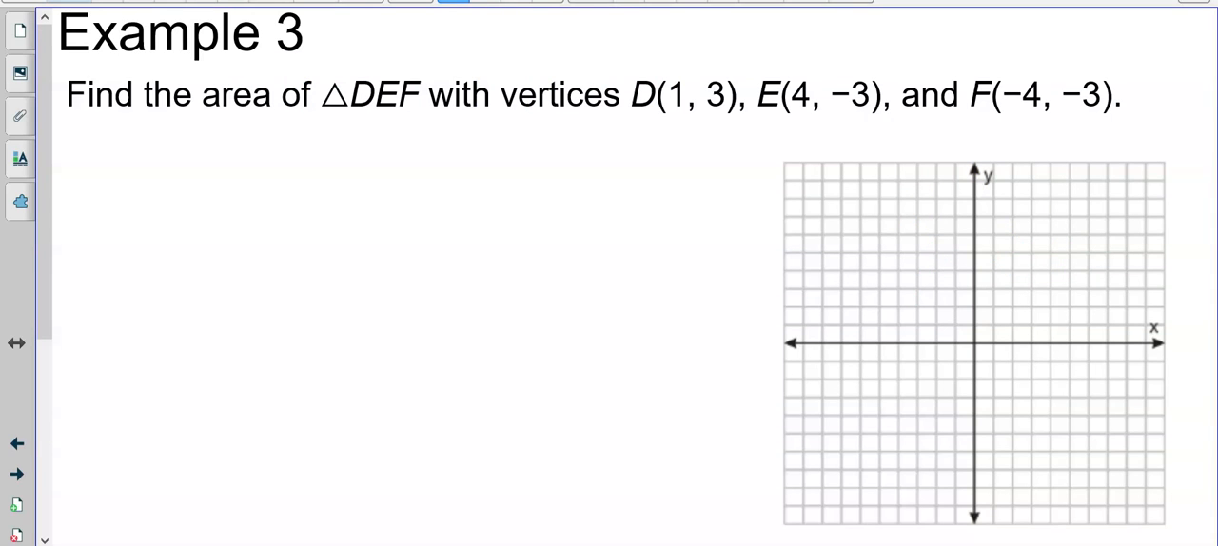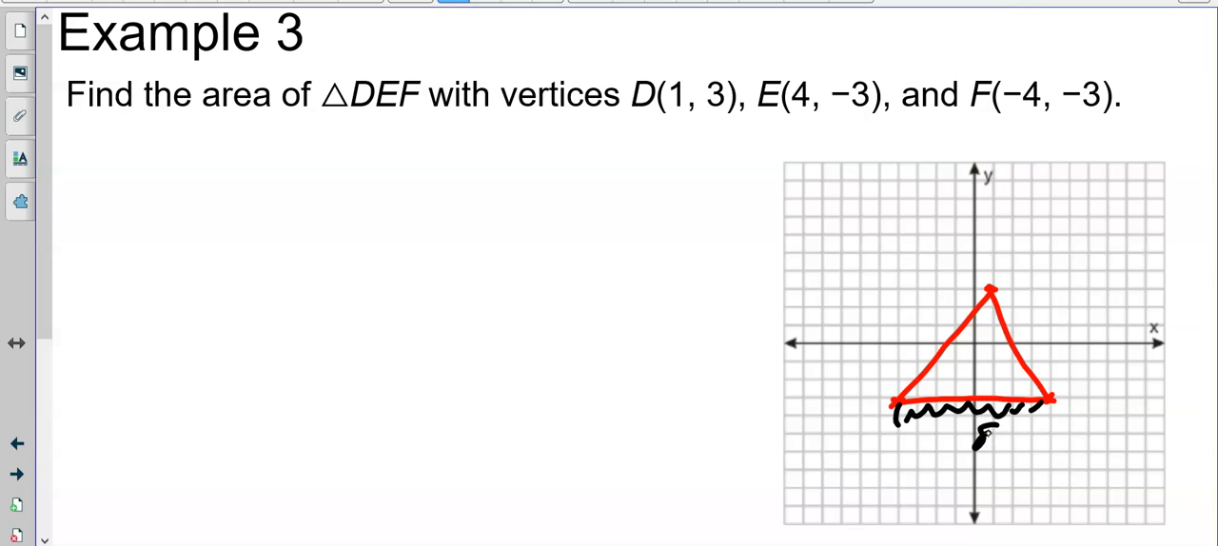All right, DEF versus 1, 3. So write 1, 1, 2, 3. 4, -3. 1, 2, 3, 4. 1, 2, 3. And -4. 1, 2, 3, 4. Down 3. 1, 2, 3. So we're going to draw here, here, and here. Well, this one's easy on the bottom. We go 1, 2, 3, 4, 5, 6, 7, 8. So that's 8.